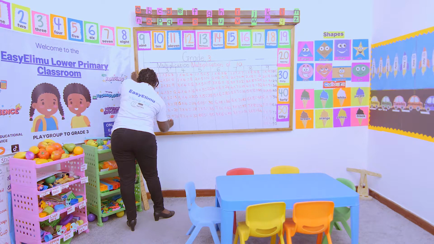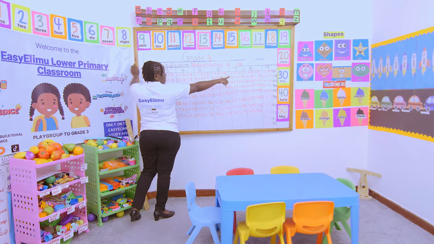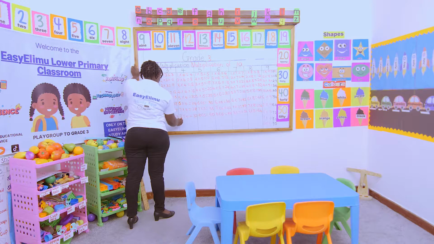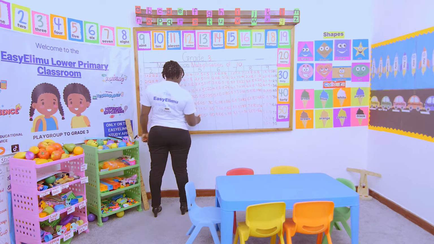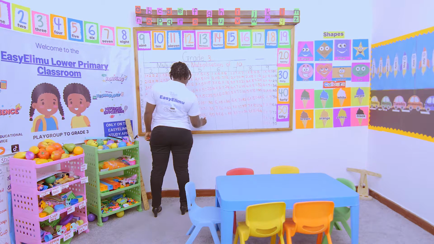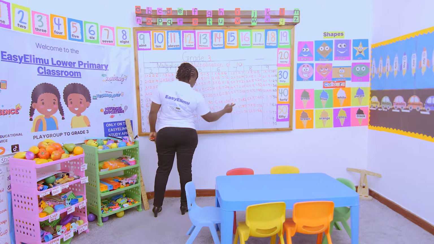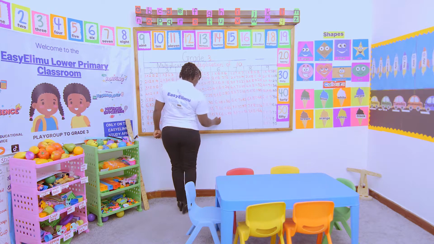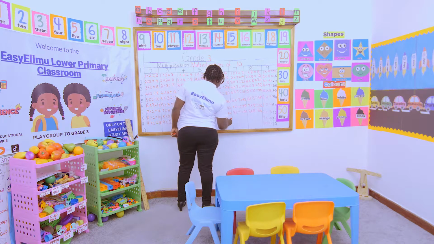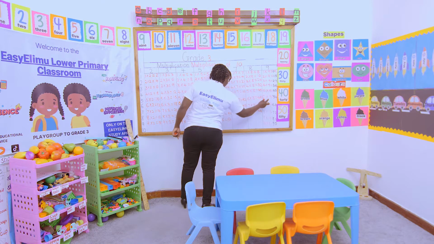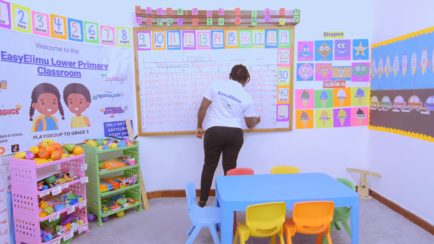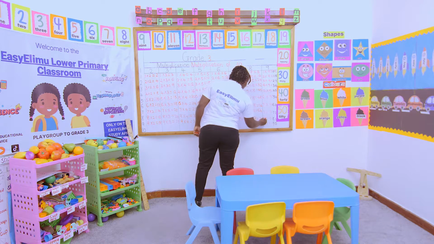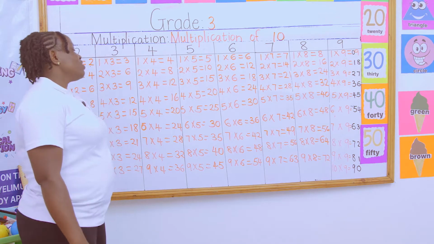9 by 3. Look at the multiplication table of number 9. 9 by 3 is 27. 9 by 4, we are on 9. All the answers are there. Do it very fast. 36. 9 times 5, 45. 9 times 6, have you seen? We are here. 54. 9 times 7, 63. 9 times 8 gives you 72. And 9 times 9 gives you 89.